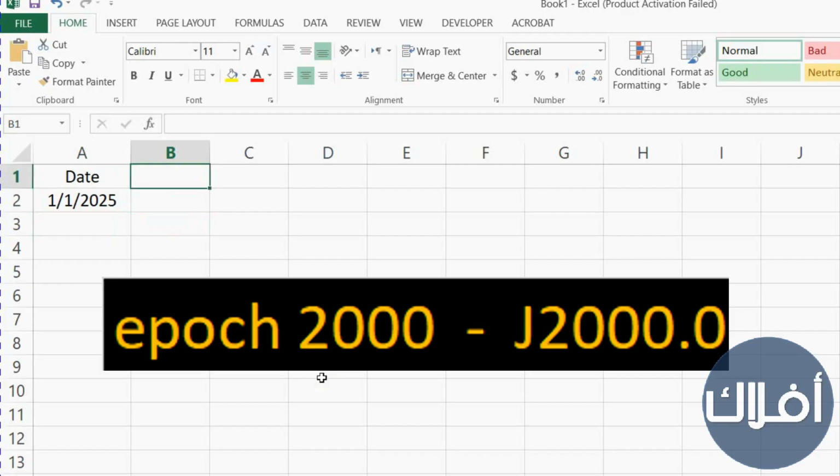And Epoch 2000 was not the first one. There was 1950 and 1900, but we'll use J2000 because it's the latest. Now to use J2000, we need to find the number of days passed since 1st of January 2000 noon time. And note that we count the days from 12 noon, not 12 midnight as we are used in our daily life. The number of days passed can also have parts of a day, which is the number of hours and minutes and seconds passed after 12 noon. And the time we use here is Greenwich Mean Time.